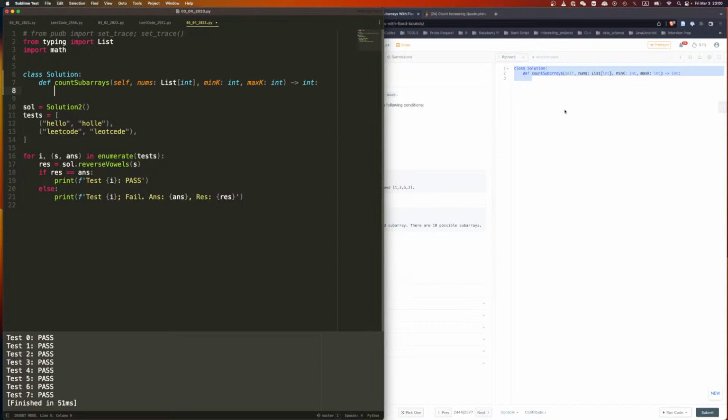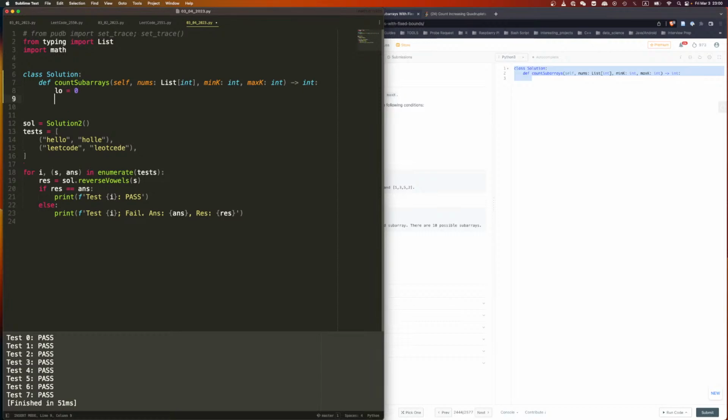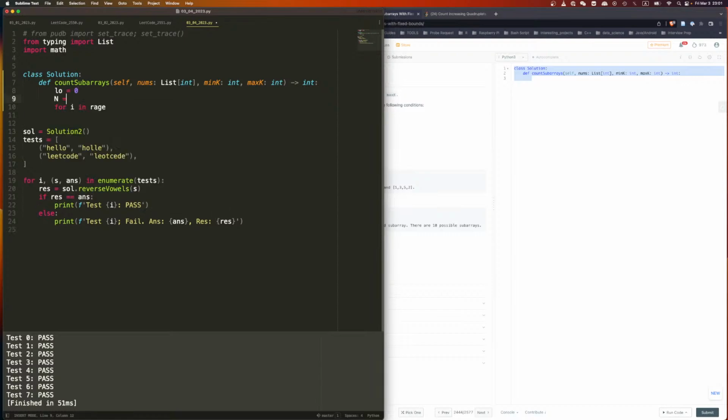Okay, so we're going to say low and high. Actually, it doesn't really matter. We just need low. Lowest start is 0. Okay. Then we can just say for i in range, let's get n equals len nums, in range n, right?